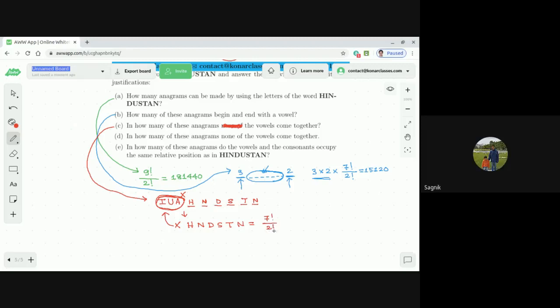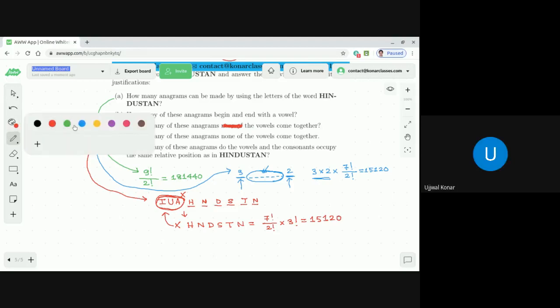No, sir. You have to see how many ways the vowels can be arranged. Fantastic. So how many ways can the vowels be arranged among themselves? 3 factorial, correct. That is into 3 factorial, that becomes the answer. So 7 factorial by 2 factorial into 3 factorial is the answer, and that comes to 15120 if you compute it. Got it?